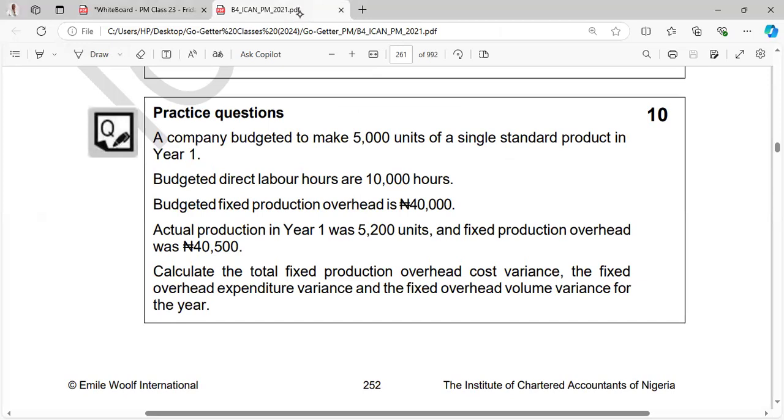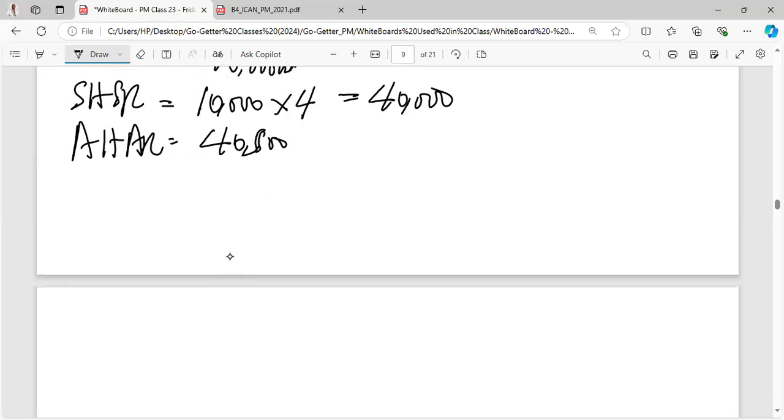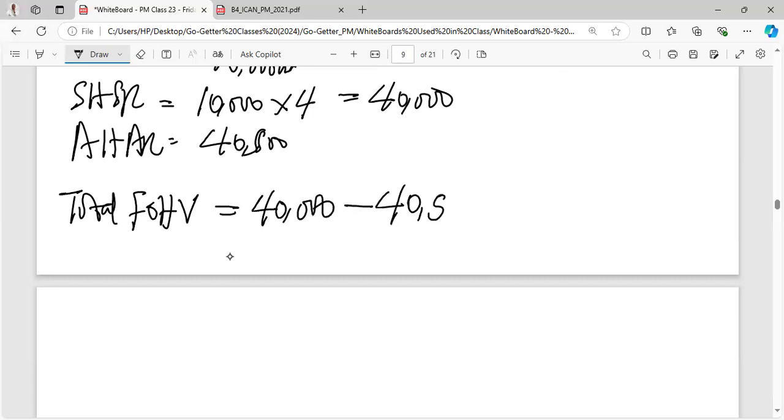Now, actual hours, actual rate is 40,500. Actual hours, actual rate, 40,500. So it then means that the total fixed overhead variance is 40,000 minus 40,500, which is 500 adverse.